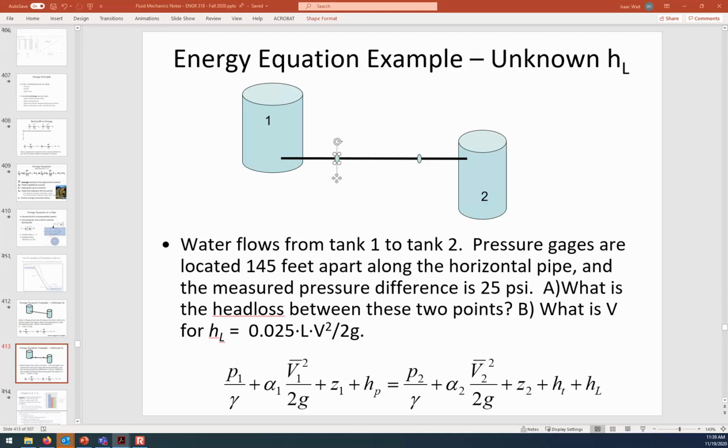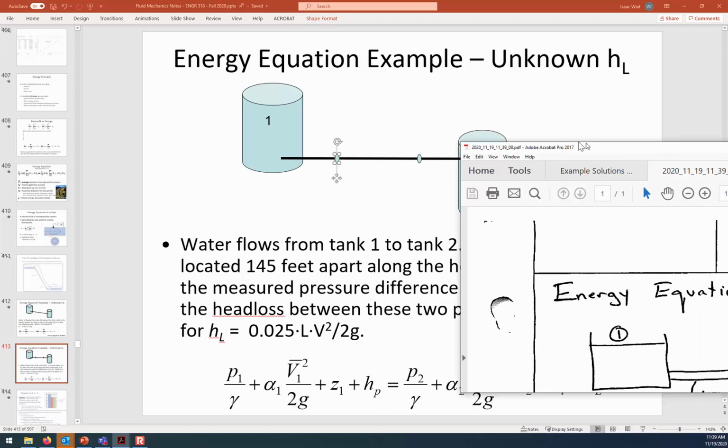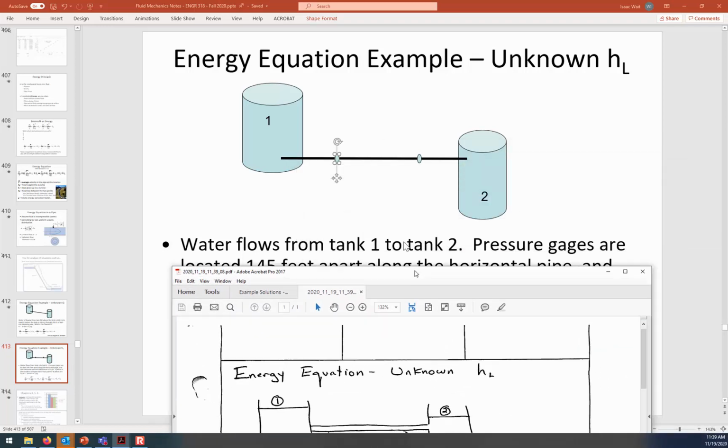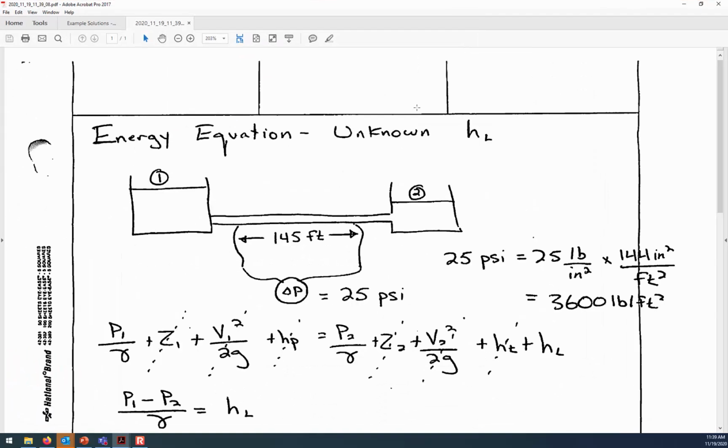For the unknown head loss, we do know the pressure difference between the 2 points. So like I said before, I think it's a good idea just to do a little sketch of the scenario here where there's water flowing from one tank to the other, and by definition the amount of energy is going to be decreasing in the direction of flow. So that's why the water is going from 1 to 2, because there's less energy at 2 than there is at 1. And so water is flowing downhill, so to speak.